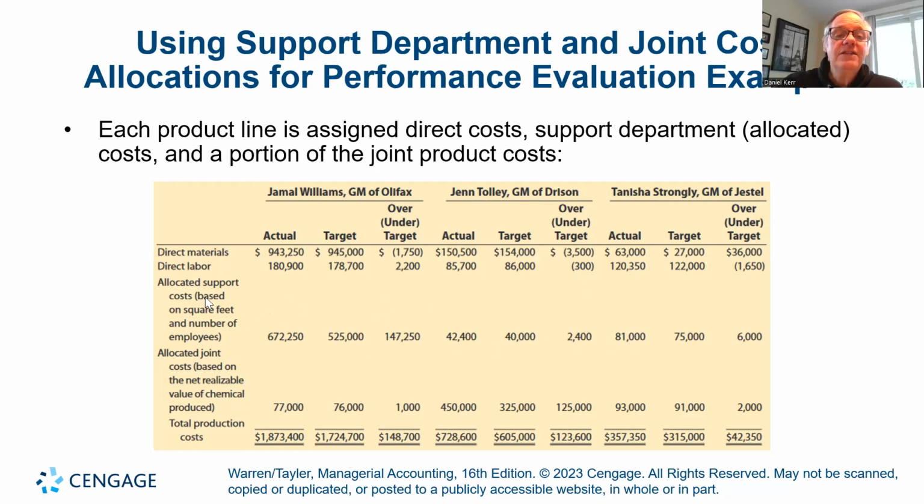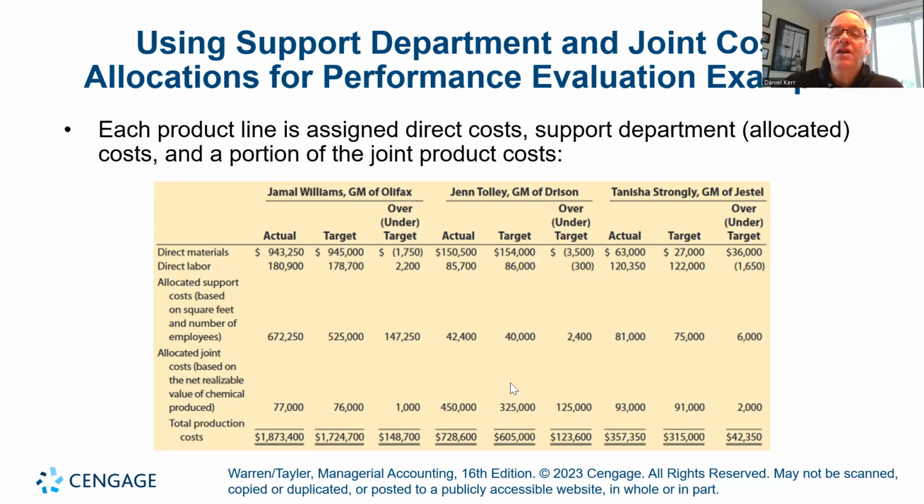And now you look at the stuff that's in the middle. Notice this is the allocation of support costs. Support costs would be departments that they didn't manage. And this one was allocated on the basis of square feet and the number of employees. So each of these managers really doesn't have any direct control on the allocation of support costs. And the joint costs were allocated on the basis of net realizable value of the chemicals produced. So there's an impact there in terms of the market value of the goods. So maybe that's a fair allocation. And you can see the one who gets the biggest chunk of these costs is Jen. And you might say to yourself, the reason she's got the biggest allocation of the cost is that she's producing the most valuable product.